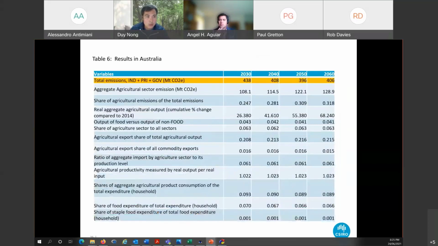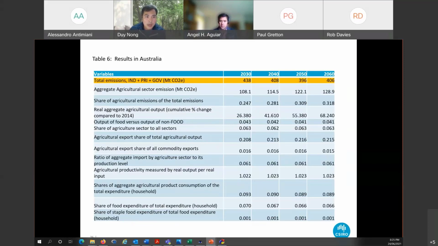And we also look at some results in Australia, where we think about the result for total emissions. In Australia, the emission level under the baseline result decreases over time from 2030 to 2060. So that's maybe not a good result in our instance.